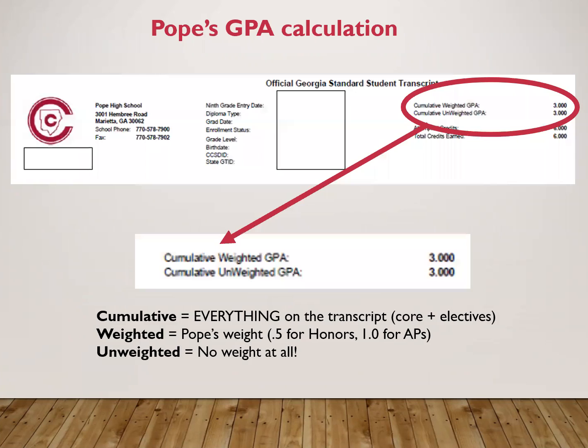Okay, so just to drive the point home just a little bit more, here is an example of the top of the Pope transcript, and you'll see it says cumulative weighted GPA and cumulative unweighted GPA. Cumulative means everything, right? Not core. So neither GPA on the Pope transcript is going to be a core GPA, all right?